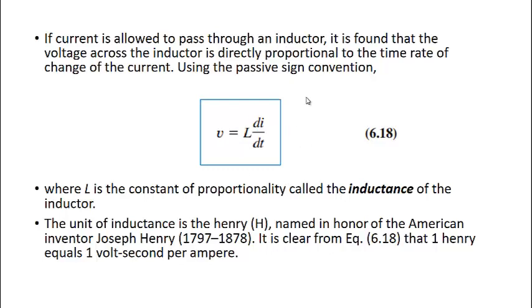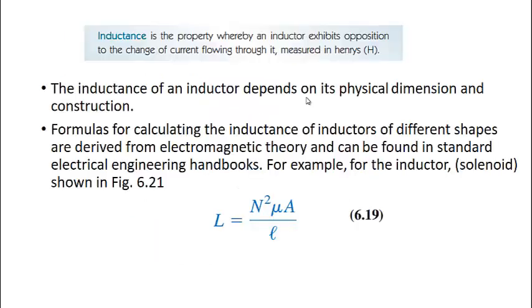It will allow only a small, or we can say slow, change of the inductor current. That is one property of this. One more thing: the inductance of the inductor, like the capacitance, only depends upon the physical dimension and the construction. It does not actually depend on the current and other things.